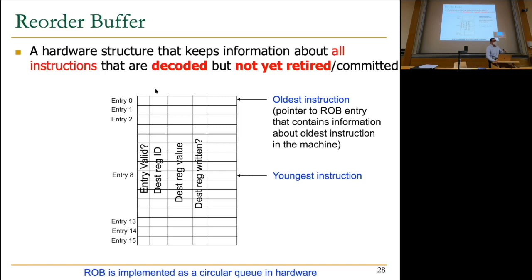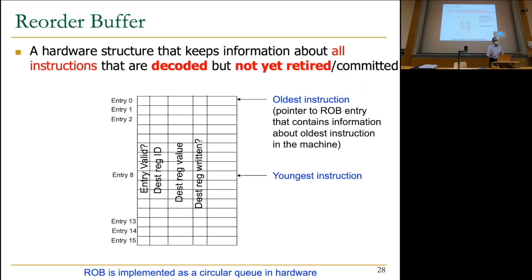Whenever the instruction gets decoded, the destination register ID is written. The value is not available yet, and destination register written question mark is set to 0 because the destination register value is not available yet. Whenever the instruction finishes execution, it knows its reorder buffer entry ID because it allocated it in the decode stage. It carries it with it in the pipeline. So this becomes associated with the instruction in the pipeline registers.